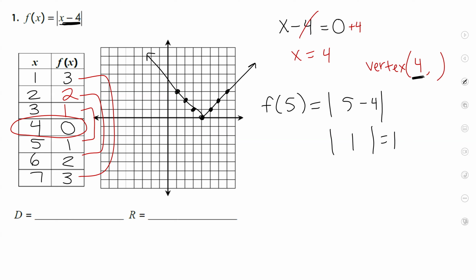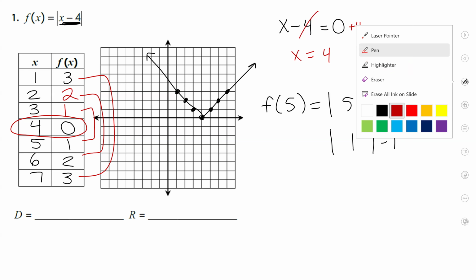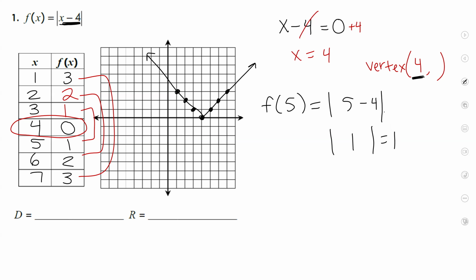Okay. All right, so let's talk about the domain and range. It goes forever to the left, forever to the right. So your domain is all real numbers. It will always be all real numbers for absolute values. Okay, your range, where's the very bottom? 0. And it goes up to infinity.